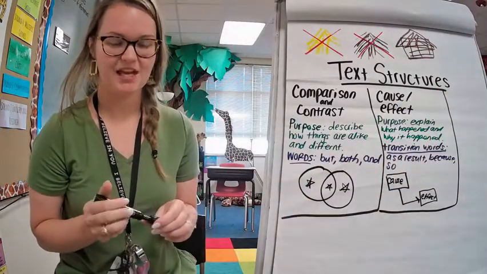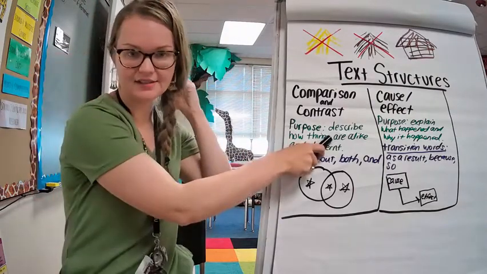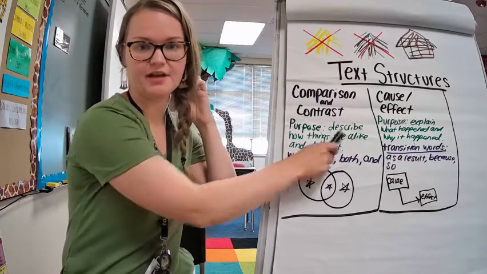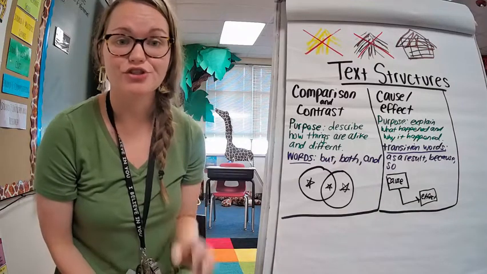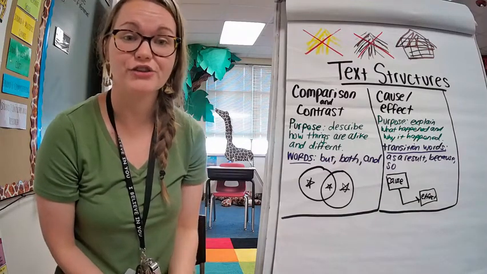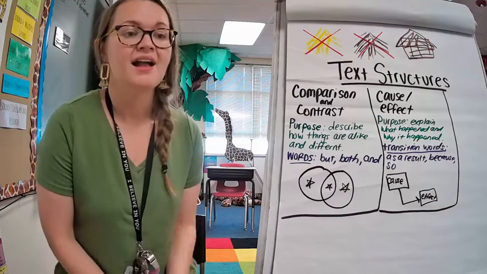You're doing great. So there's two main text structures that we've already talked about: compare and contrast, describing how things are alike and different; cause and effect, explaining what happened and why it happened. Okay, those are two main text structures authors use in an informational text in order to give you information.